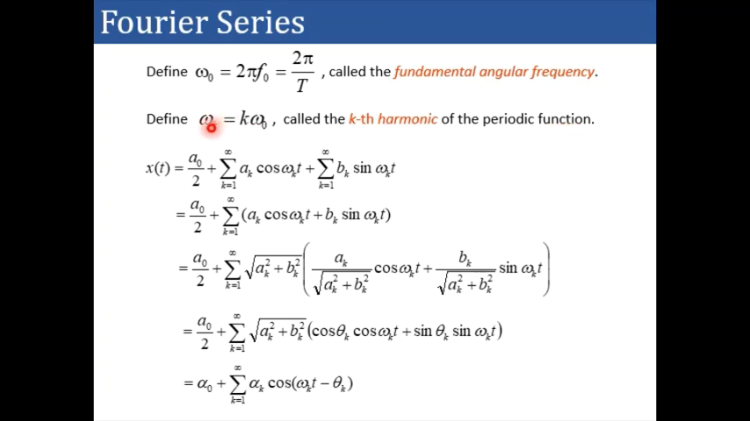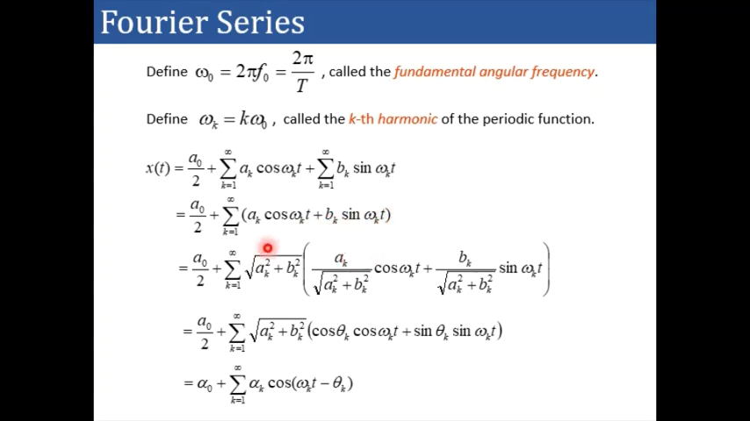Based on these variables which we have defined, we can write the Fourier series as x(t) = a0/2 + sigma k=1 to infinity a_k cos(omega_k t) + sigma k=1 to infinity b_k sin(omega_k t). Now we can apply some arithmetic to further simplify this. We can take the sigma out and write a0/2 + sigma k=1 to infinity of (a_k cos(omega_k t) + b_k sin(omega_k t)).